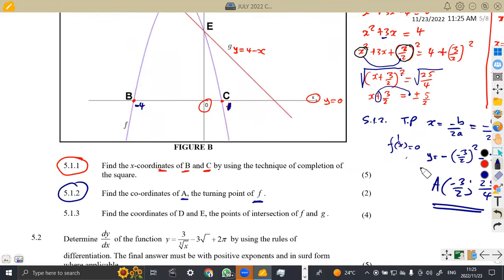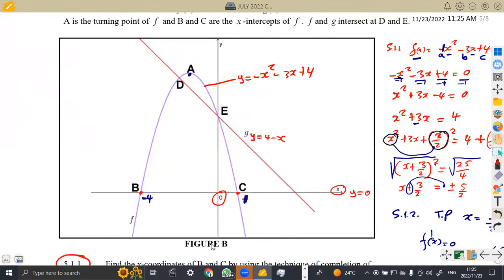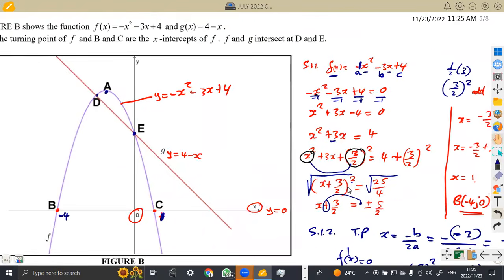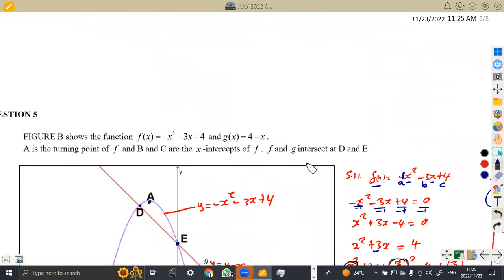5.13, we are now given a condition to find the coordinates of D and E, the point of intersection of F and G. Okay, this is what is happening between F and G. We have got D and E here. This is the point of intersection. So whenever you are working with the point of intersection, this is what you're supposed to take note about. So this is 5.13. I'm just going to work it here.